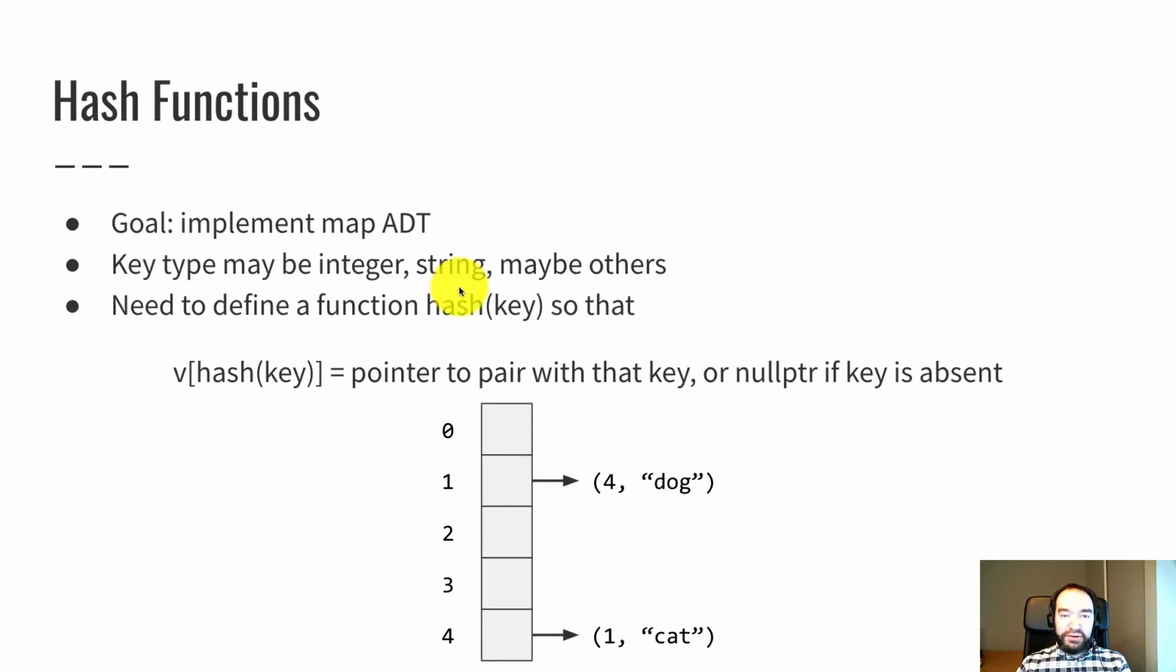And what we need to do in order to make the data structure work is define a function called hash of key. So hash is a function that takes a key object as input and returns an unsigned integer that's suitable as an index into a big vector, so that we can have an invariant like this: V at index hash of key is a pointer to the pair that has that key, or null to say that there is no such thing.